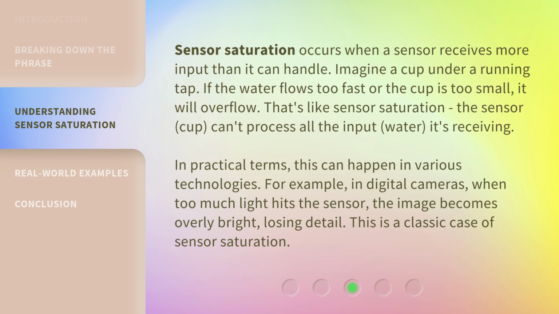In practical terms, this can happen in various technologies. For example, in digital cameras, when too much light hits the sensor, the image becomes overly bright, losing detail. This is a classic case of sensor saturation.